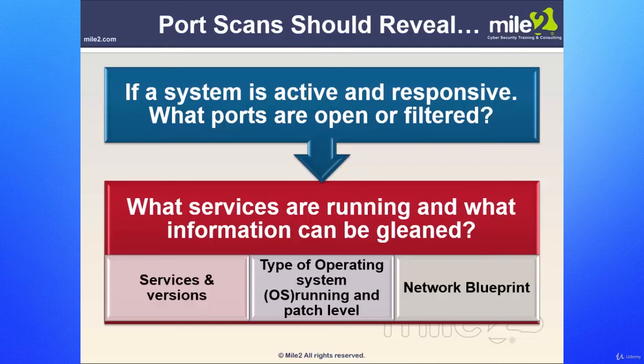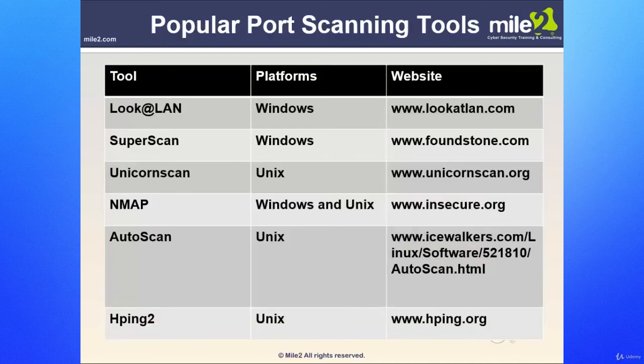A lot of times we can figure that out through SNMP, your Simple Network Management Protocol. Port 161 can give us that information, again, using specific tools. And we can, of course, put together a network blueprint overall and figure out what they have on the network. So, some popular port scanning tools.